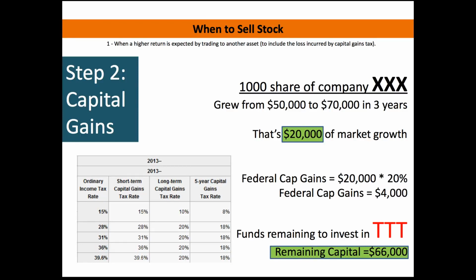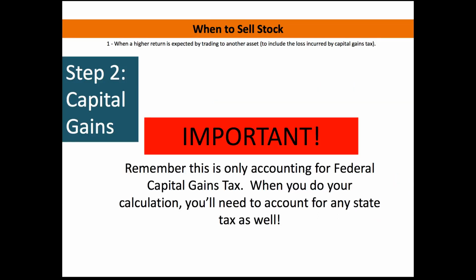And so once you do that math, it might not make sense for you to change into the other asset. Now, this is something that's really important, and I want you to remember this. I'm only doing the calculation for the federal capital gains tax. When you're doing this for real, you're also going to have to account for more money that you might have to pay to the state. So these are all considerations that you really got to make as you're looking at transferring from one asset to the next, that you're paying all this money in federal and state taxes before you do the math on how much it's going to grow.